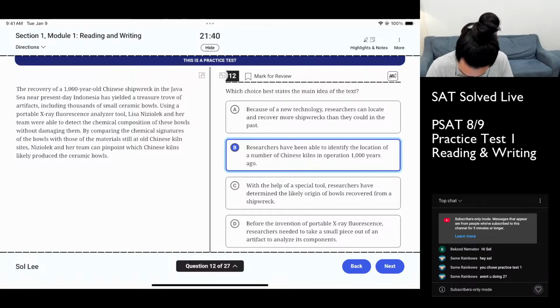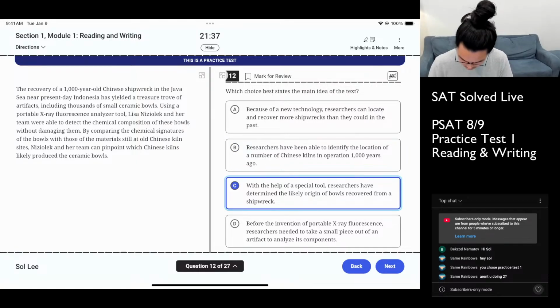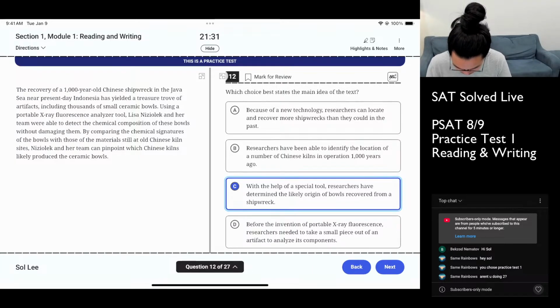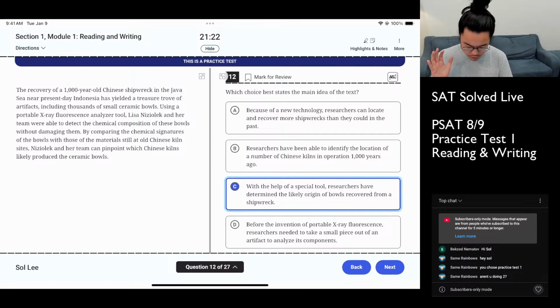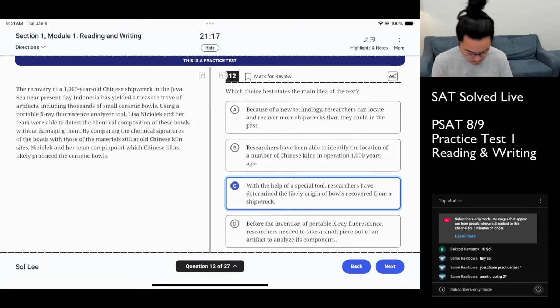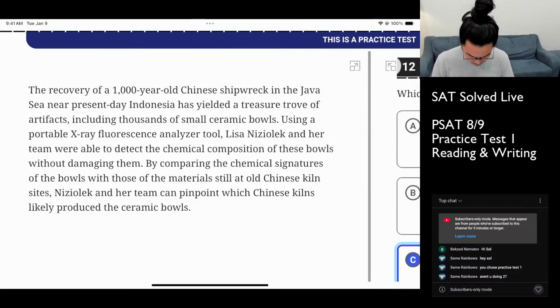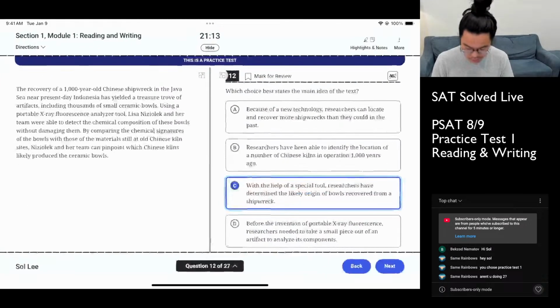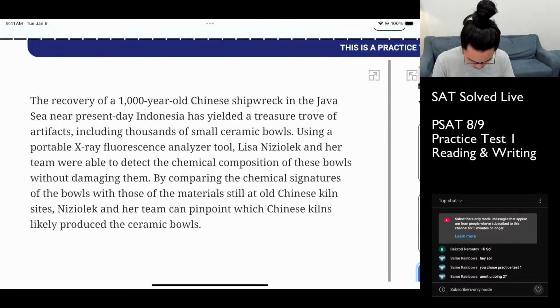Nope. Origin of bowls. Okay. That is correct. C is definitely correct, but I'm just going to double check A and D just because this one feels a little bit sketchier. No. No. Okay, yeah, it's C. Hang on. Why do I feel weird? With the help of a special tool, we got the tool. We determined the likely origin of bowls. Let me just make sure it's bowls. Yes. It has a single origin.